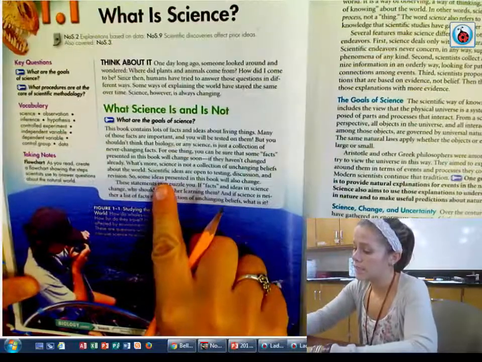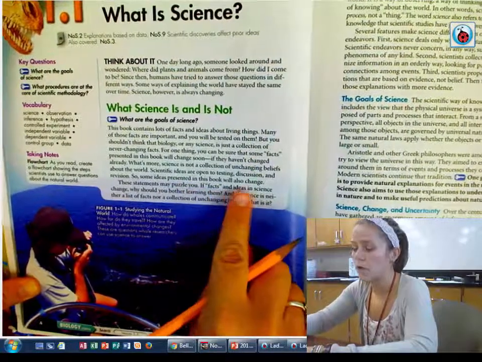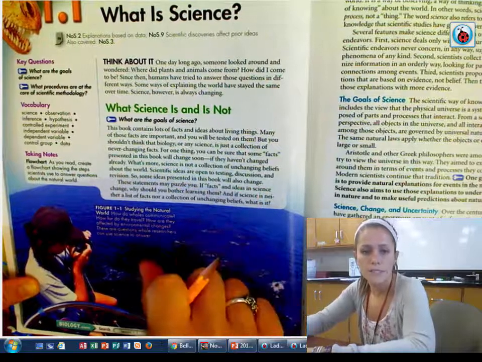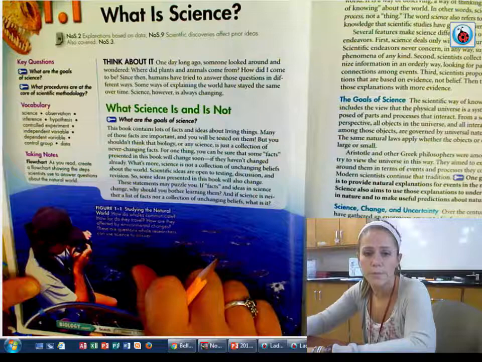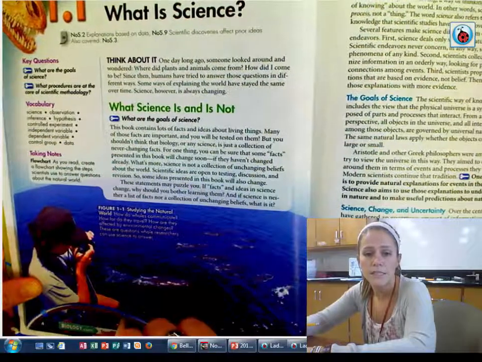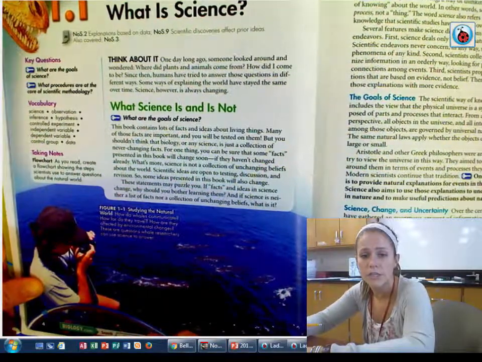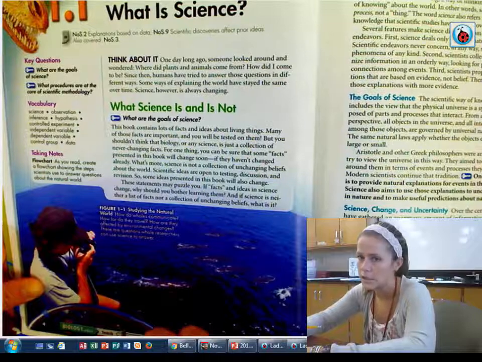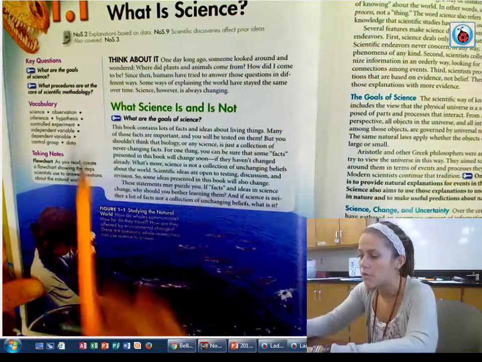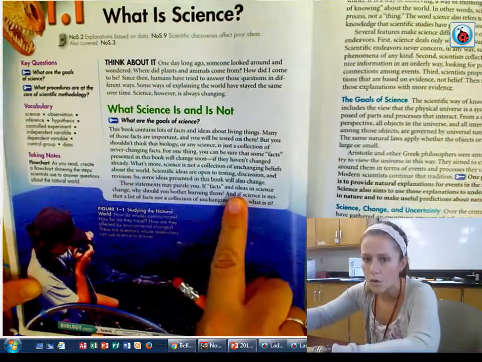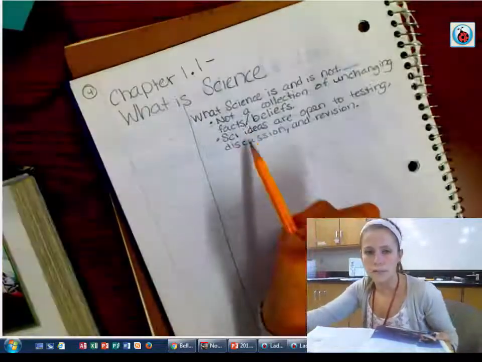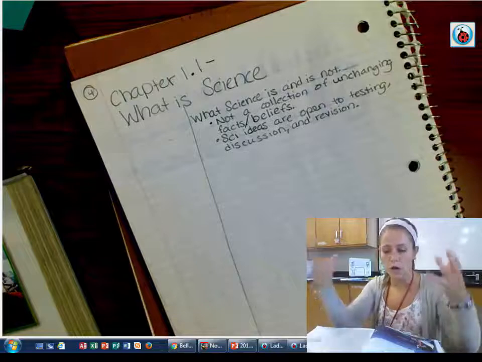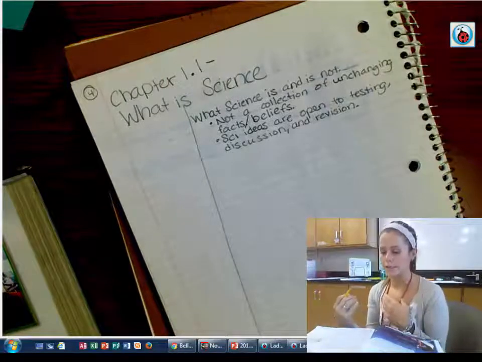So, ideas presented in this book will also change. These statements may puzzle you. If facts and ideas in science change, why should it bother learning them? And if science is neither a list of facts nor a collection of unchanging beliefs, what is it? Okay, so I feel like we answered that question, but instead of writing a whole paragraph right here, we wrote 2 sentences. So that's how we need to make sure we summarize things.